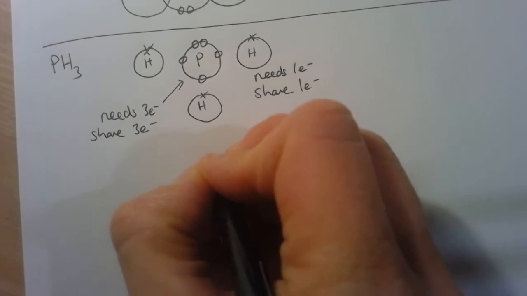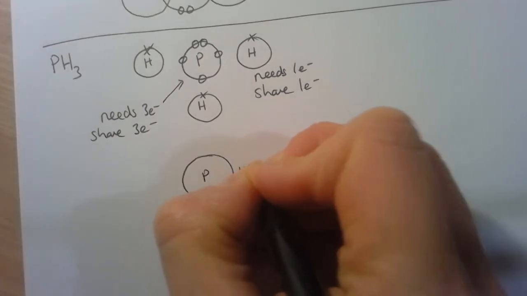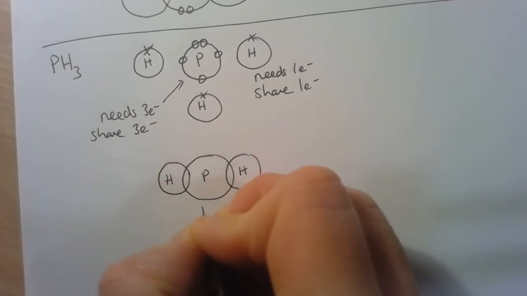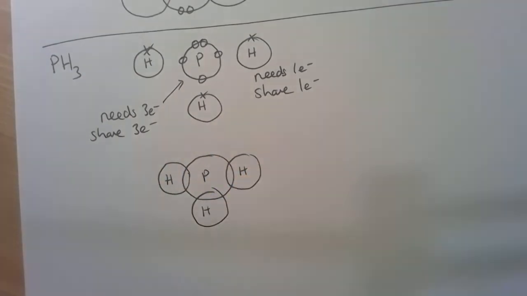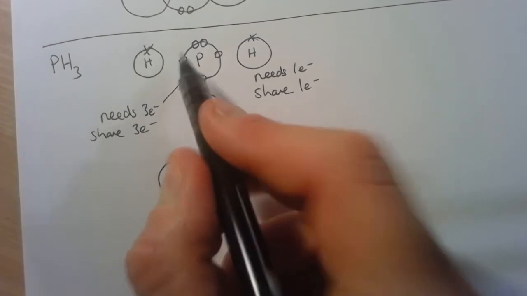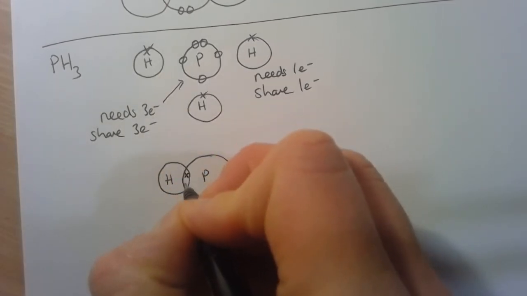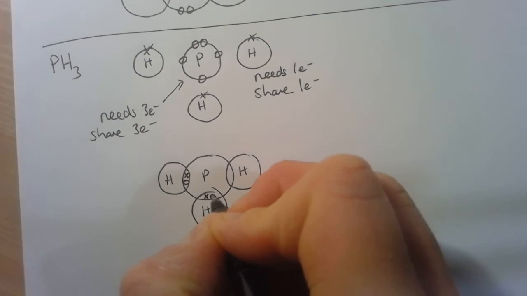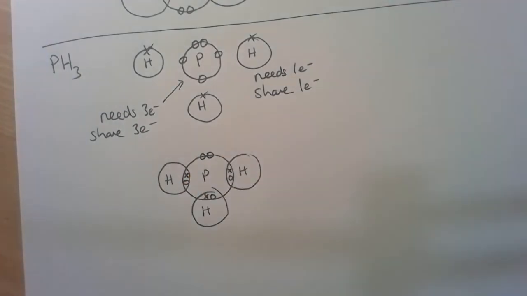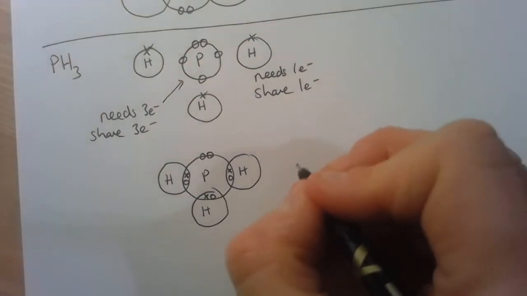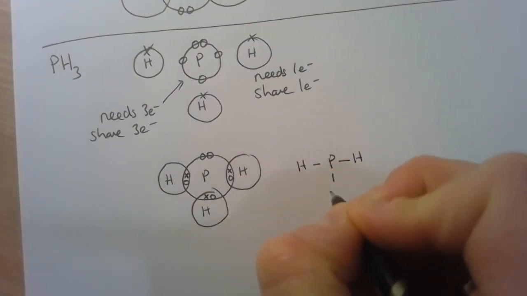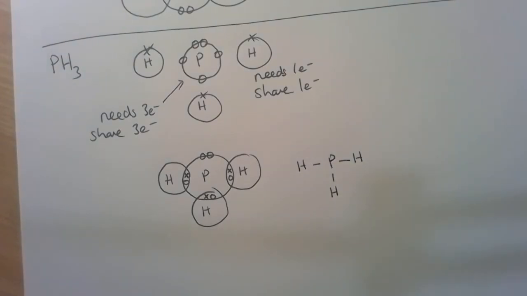So now let's draw the overlap region. So this hydrogen is going to share 1 electron with this phosphorus electron here, and so on and so on. And then we have all of our atoms with full outer shells. If we draw the ball and stick diagram, then it's going to look like that.